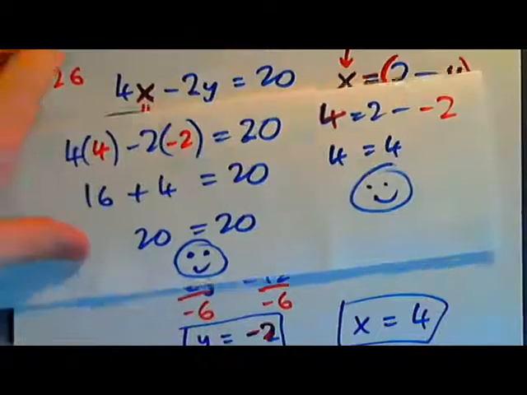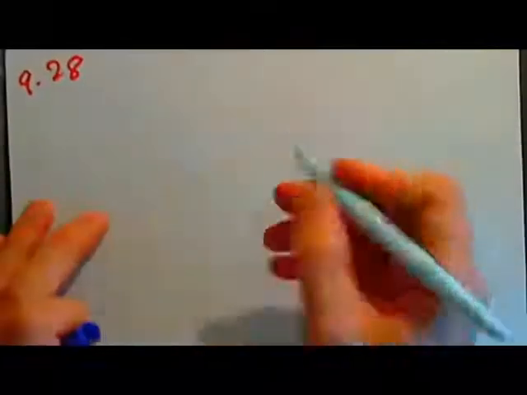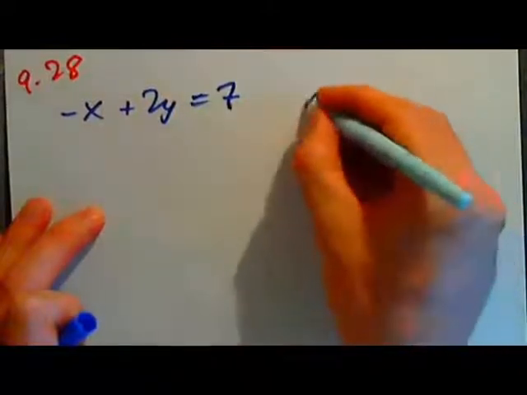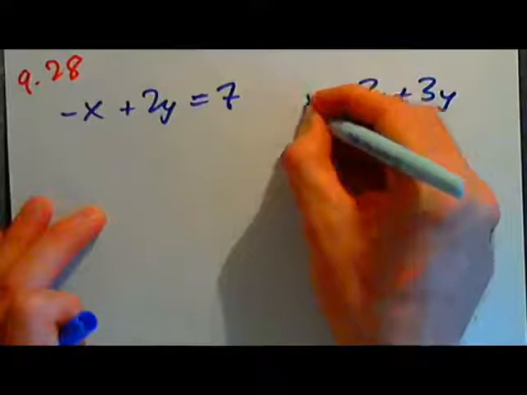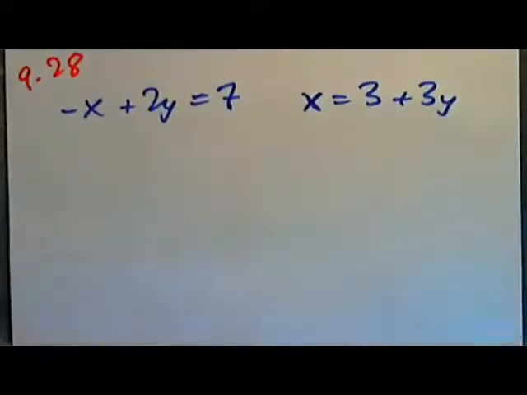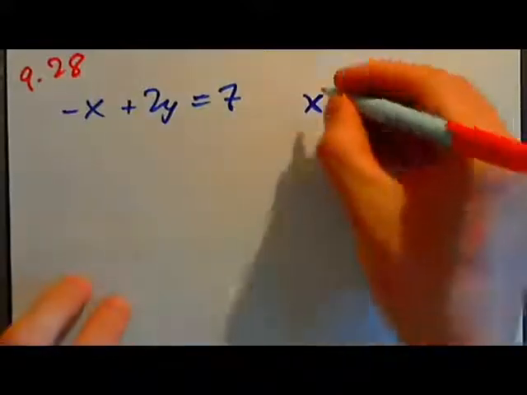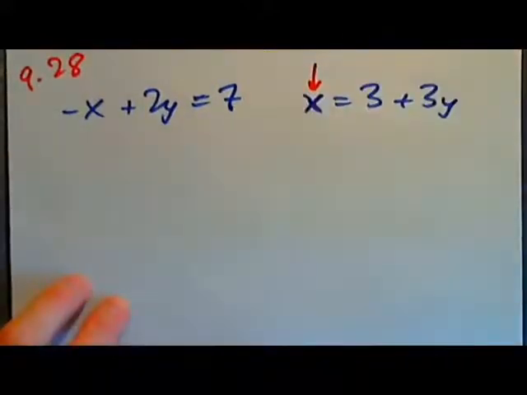Thank you. I'll tell you what, just before you go, if you want to take the first step on 28, because that looks like it might cause problems. I'll just basically show it to you. Negative x plus 2y equals 7. And then x equals 3 plus 3y, right? Right, and so again, x is by itself, isn't it? Right, you want to take the one. Oh, okay. Does that make sense?